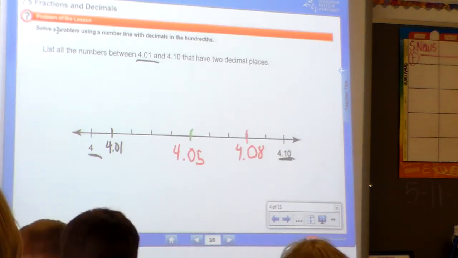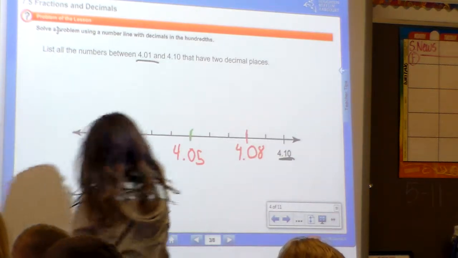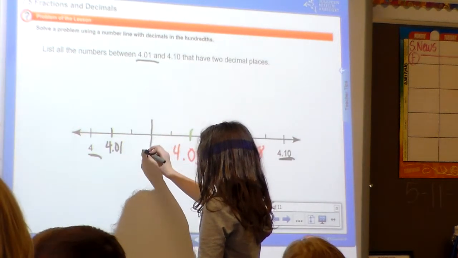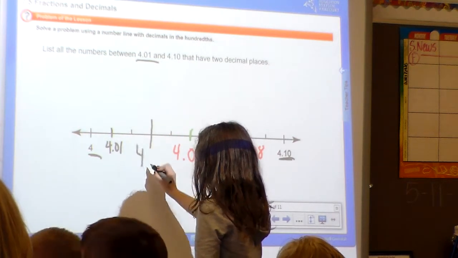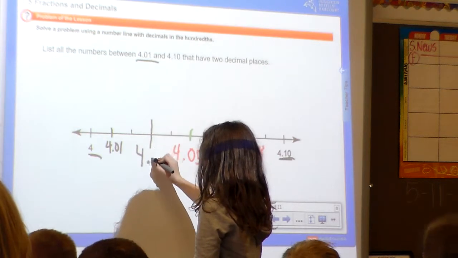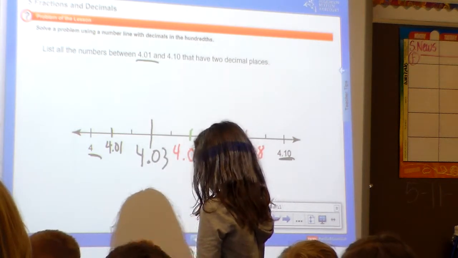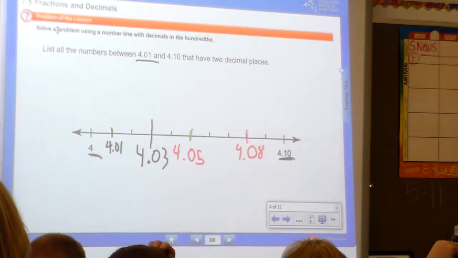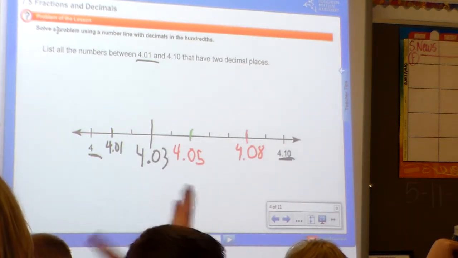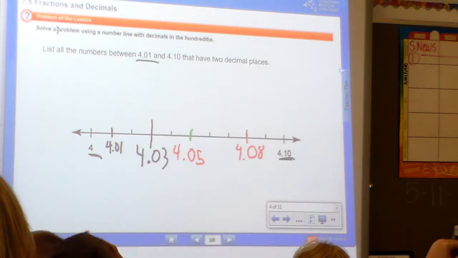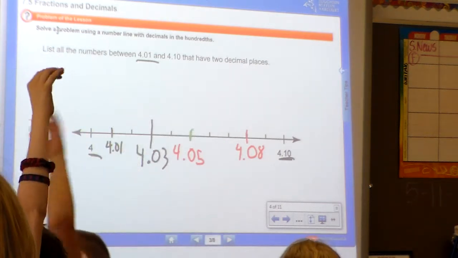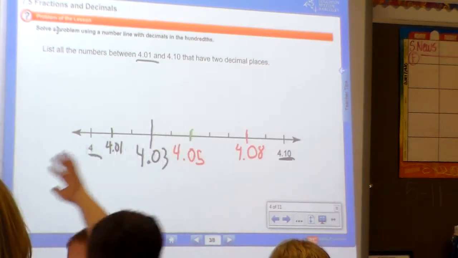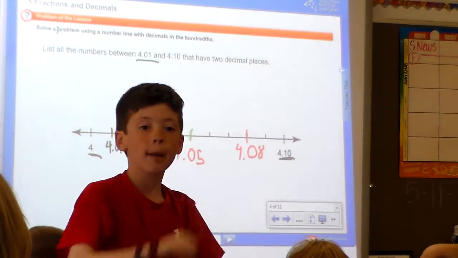So, I need another volunteer to fill in a number that fits those requirements. Daisy, go ahead. Very good, Daisy. All right, can someone else fill in a number that meets the requirements? Troy, if you need to write on top of the line, you can.